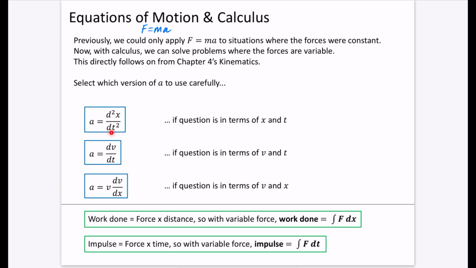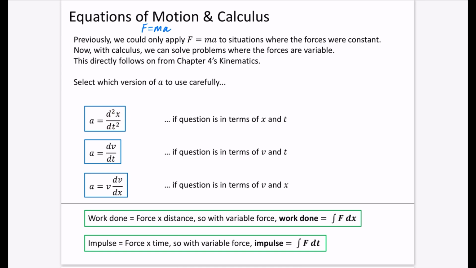So we have these 3 different versions for acceleration. We have that acceleration is the second derivative of x with respect to time. We don't really use this one very much. You'll find it's basically going to be one of these 2. And you would select this for the acceleration if the question was going to be in terms of x and t. Maybe it's to do with distance and time.